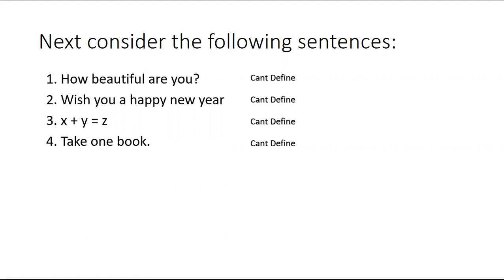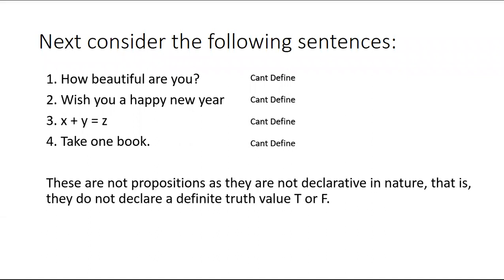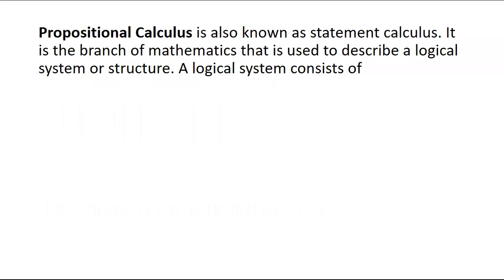Is it clear what kind of statements we are going to take as propositions? The statements that have true or false values. These other kinds of statements we are not going to consider as propositions. These are not propositions as they are not declarative in nature. That's why they do not have a defined true or false value. The truth values are true and false.